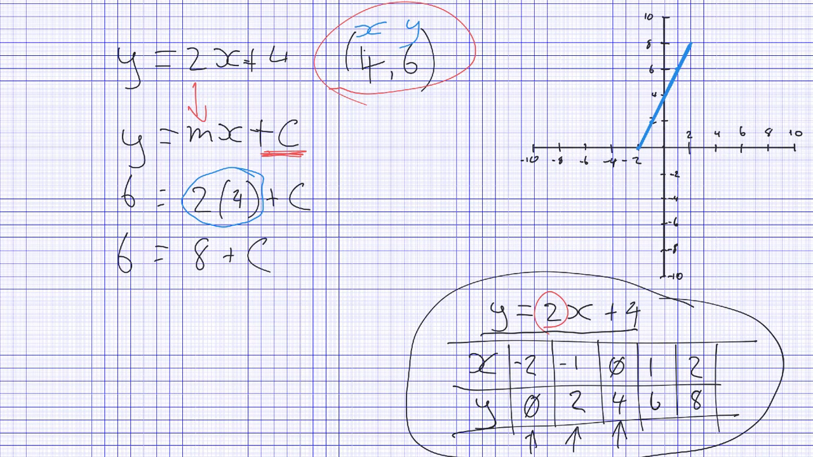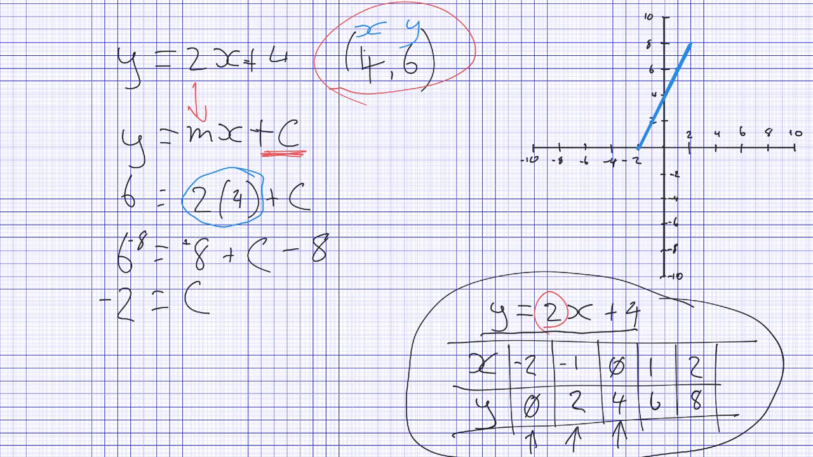Well, now I want to cancel out so that I can get c on its own. And what's the opposite to plus 8? That's right, I'm going to take 8. What I do to this side, though, I have to do to the other side, so take 8. 6 take 8, well, that I know to be negative 2 equals c.